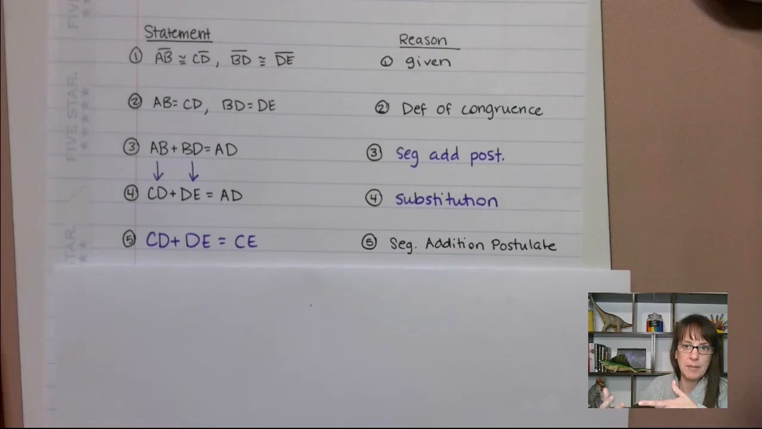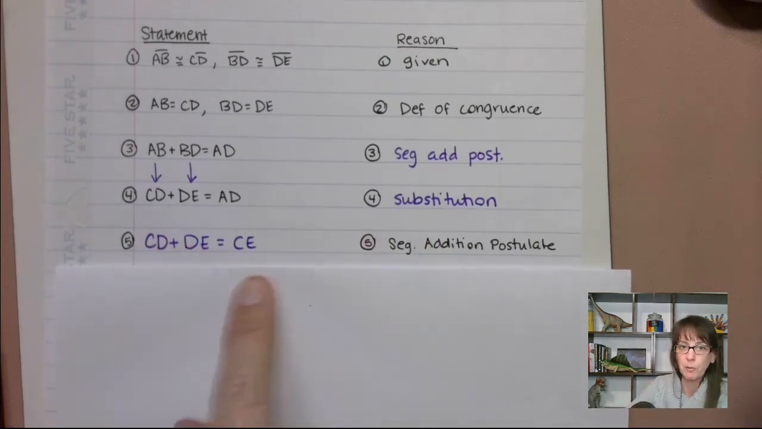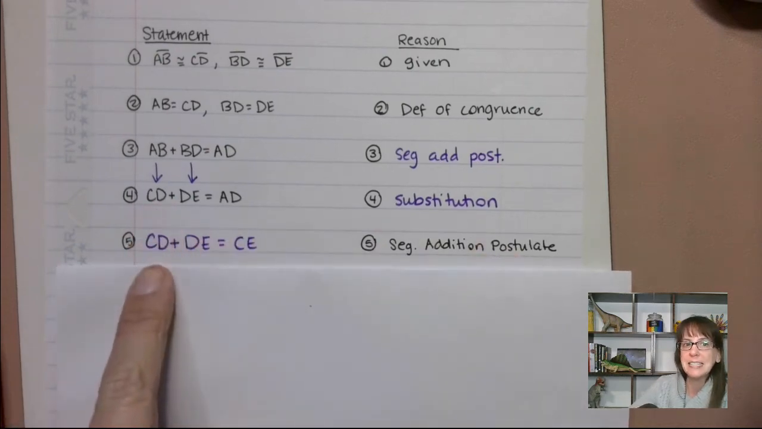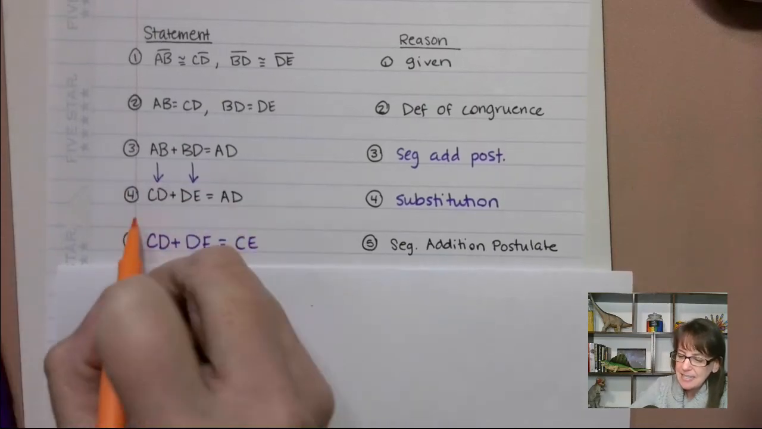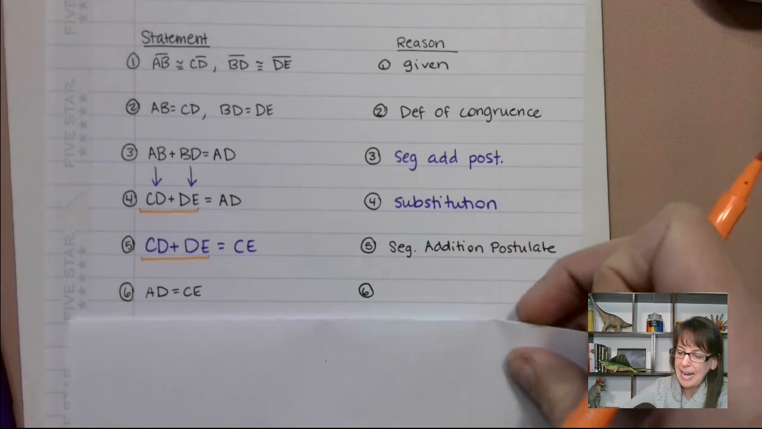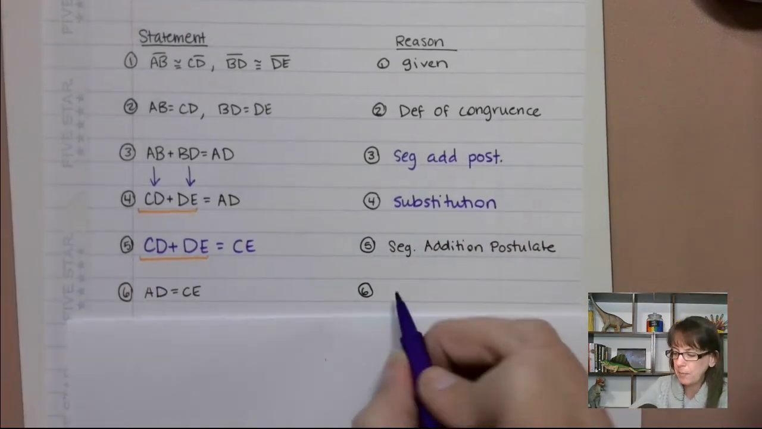Usually I do all my segment addition postulates at once, and then I go and see if I can substitute things in to make new sentences. But in this case, we did the substitution before we did the second segment addition postulate. And you can already see that AD equals CE because CD plus DE, CD plus DE. Therefore, AD equals CE because of the transitive property.